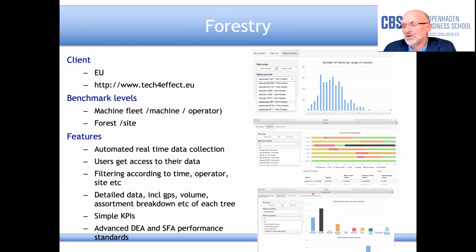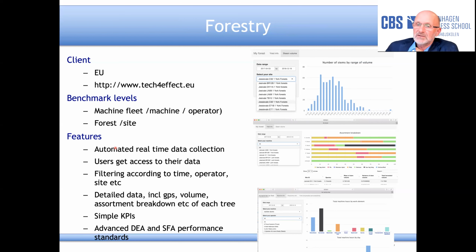We also have screenshots where we describe for the individual machine how it spends its time: how much time does it actually cut trees, how much time does it spend being transported around in the forest, how much time does it spend on maintenance, and how much break time is there for lunch and stuff like that. So there are a lot of different screens you can see inside this system that give this information back to the fleet owner, the machine fleet owner, and also to the forest owner.